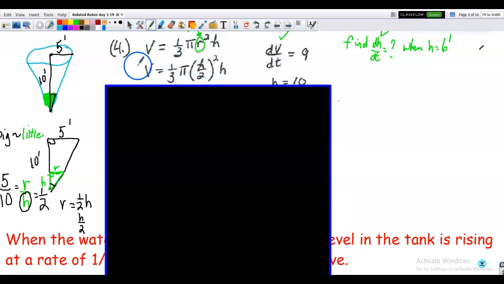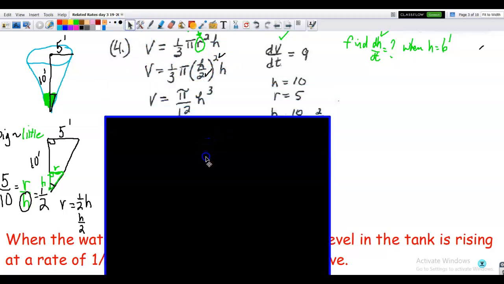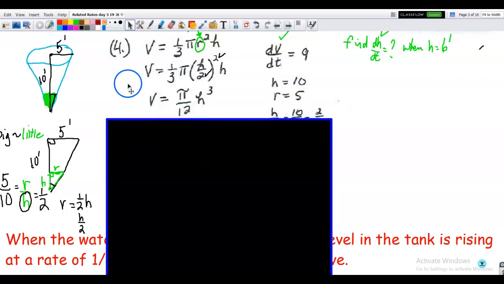Then I'm going to do the algebra. I'm not ready to do the derivative yet. I'm going to square the h. H squared times h will give me h cubed. 2 squared is 4, times 3 in the denominator is 12. So my cleaned up volume formula is pi over 12 h cubed. If it's more helpful to you, you can write it as 1/12 pi h cubed. Some students find it easier to differentiate that for some reason.